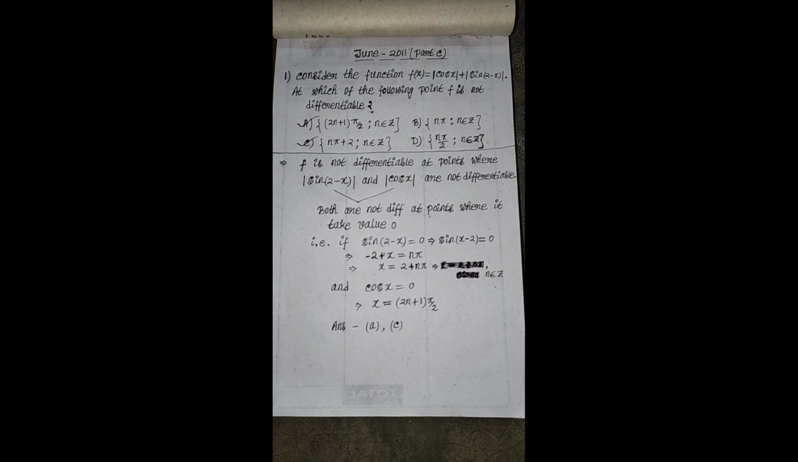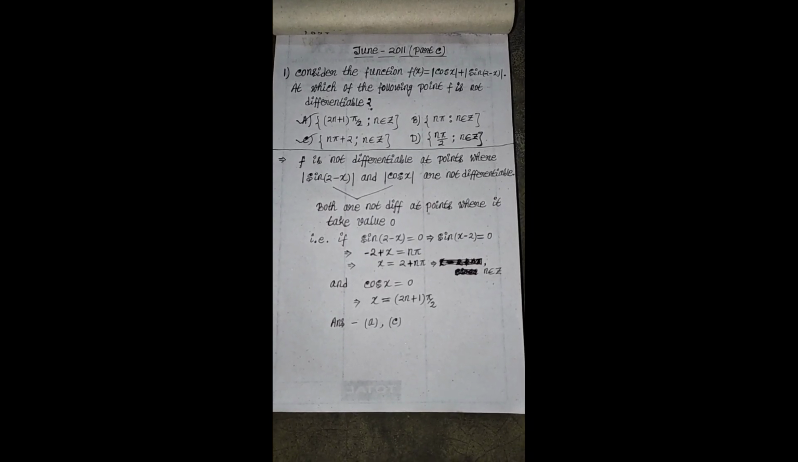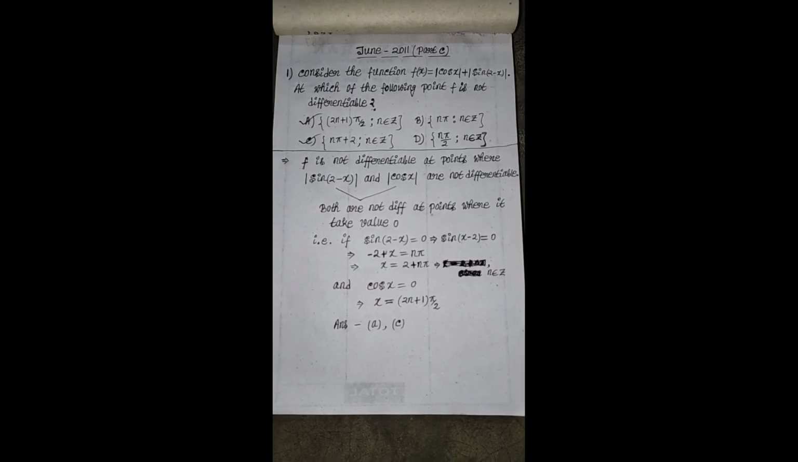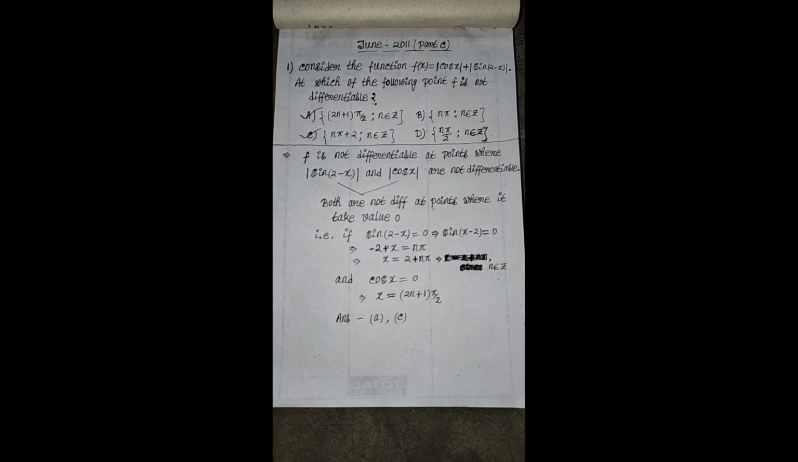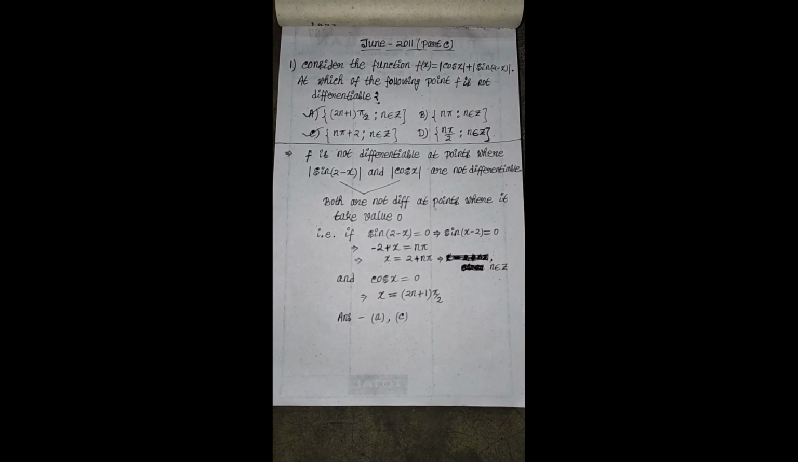Today I will solve a problem of CSIR NET June 2011 Part C question of real analysis. First question is, consider the function f(x) equal to |cos x| plus |sin(2 minus x)|. At which of the following points f is not differentiable? Option A (2n plus 1) pi by 2, option B n pi, option C n pi plus 2 and option D n pi by 2, where n belongs to Z.